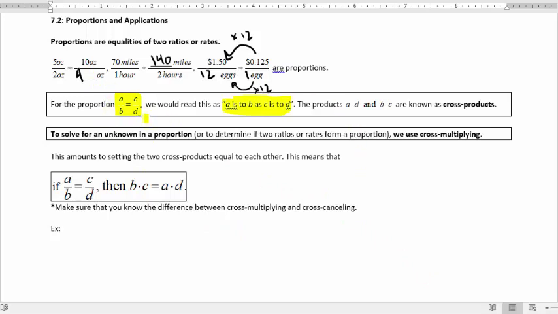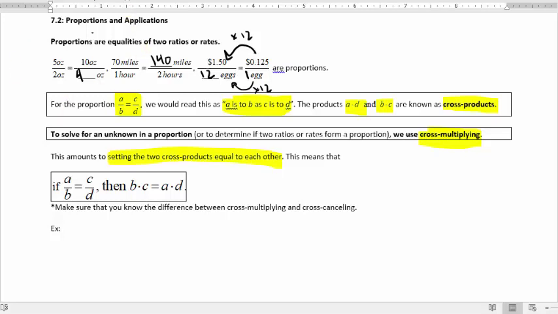And A times D and B times C, we call those things cross products. Why cross products? Because you're multiplying diagonally, right? A times D, B times C. So we call those cross products. So if we're going to try to solve for an unknown in a proportion, or just to determine if two ratios or rates do form a proportion, we're actually going to use cross multiplying, right? So what is cross multiplying? It basically is setting the two cross products equal to each other, right? So A times D and B times C. So then if we have a basic proportion, A is to B as C is to D, then B times C equals A times D.